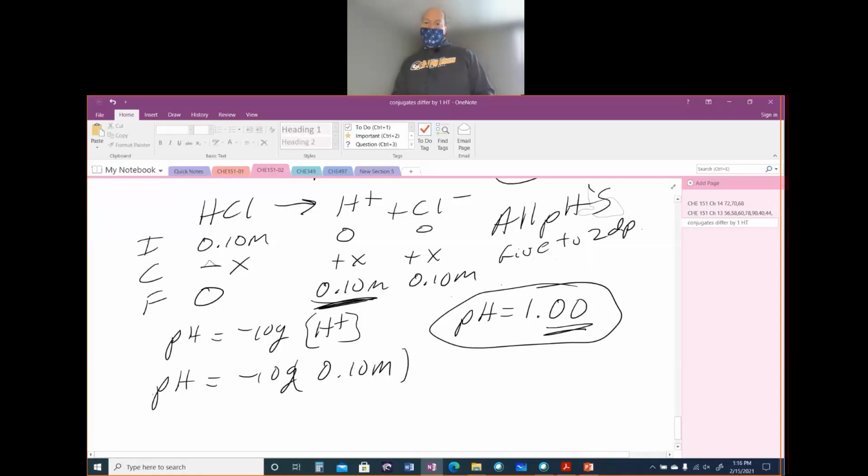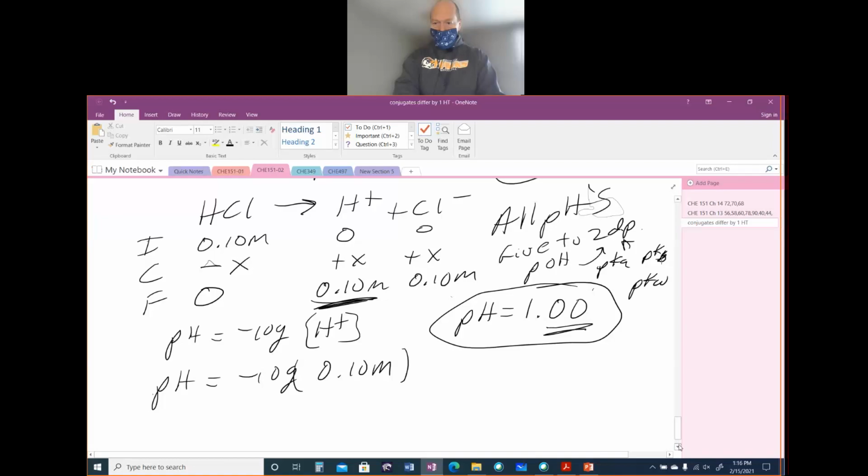Same for your pHs. We're also going to have pOH. It will also have 2 decimal places. We're also going to have pKas. We're going to have pKbs. All right, these are all 2 decimal places. pKw as well. So pK whatever, or pH or pOH, they're going to have 2 decimals.